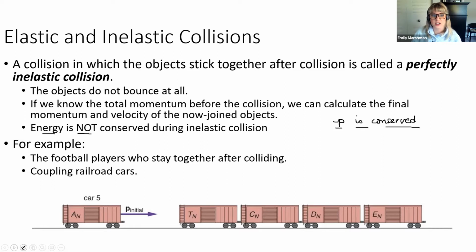So energy is not conserved for an inelastic collision because the objects don't bounce. They don't go back to their original form. It's not elastic, it's inelastic. They don't go back the way they were. So energy is lost there and we can't get it back. But we can still apply conservation of momentum here to solve problems.